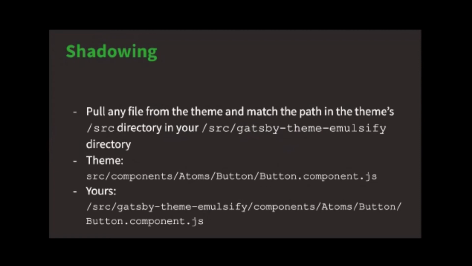In our theme, what that would become is source/ the name of the theme, which is Gatsby Theme Emulsify, and then the rest of that path. So components, atoms, buttons, button.component.js. And what that does is Gatsby now reads that file as the authoritative button file. So as you can imagine, this is taking the control to an extreme. This would allow you to write your own navigation. This would allow you to write your own content well. So it's an enormous amount of power.